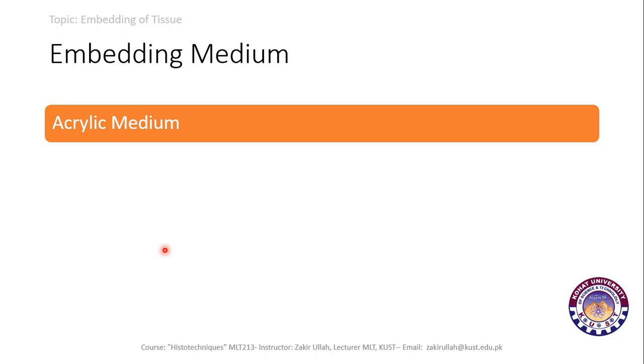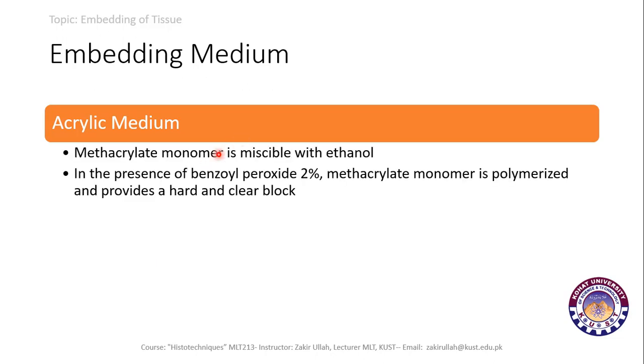Acrylic medium is another embedding medium. The methacrylate monomer, which is the main part of the acrylic medium, is soluble in ethanol. In the presence of benzoyl peroxide, at 2% concentration, the methacrylate monomer is polymerized, which provides a hard and clear block.